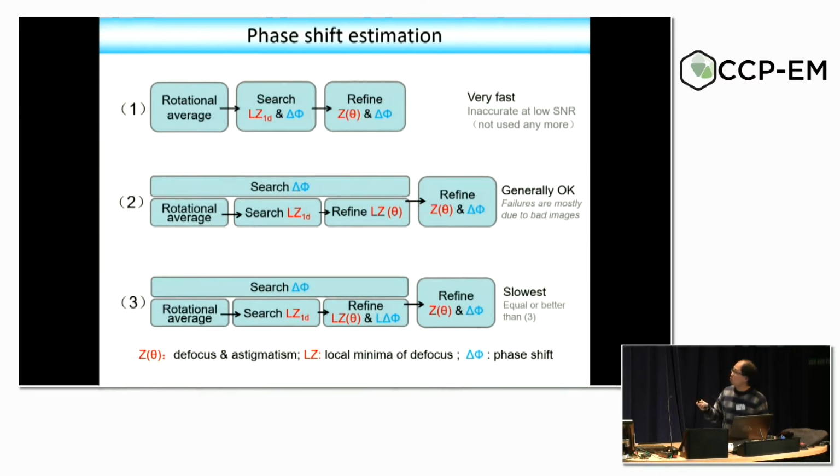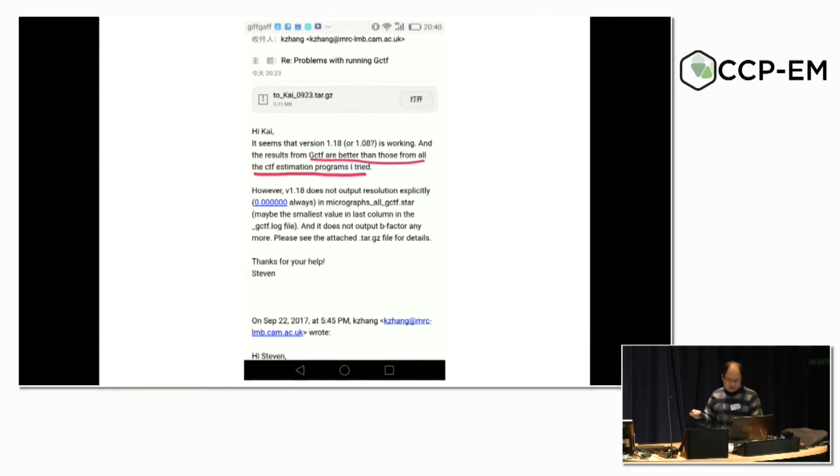But these two approaches usually work much better than the faster 1D search. For phase plates and for normal micrographs, they work almost the same. But for phase plates, 2D search is still better. And this is some feedback from the phase plate users. And I'm not claiming that GCTF is doing better in all cases. This might be just a special case where people found improvement with GCTF and found the result is better.